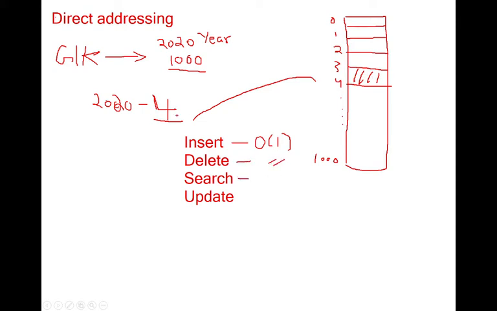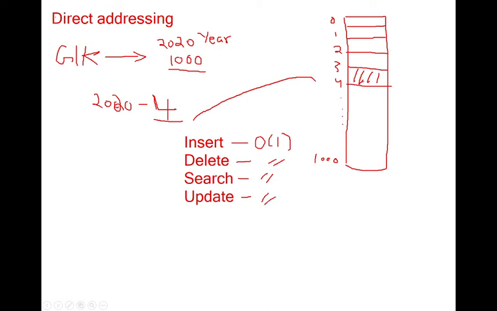If you want to search, we will simply go to slot number 4 and see if there is a value. It means the student information is stored there. Otherwise null will be placed here. So this is also in order of 1. And if you want to update, we simply go to this cell and we can update the information. This also happens in order of 1.